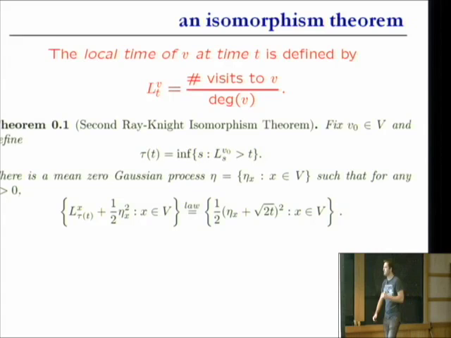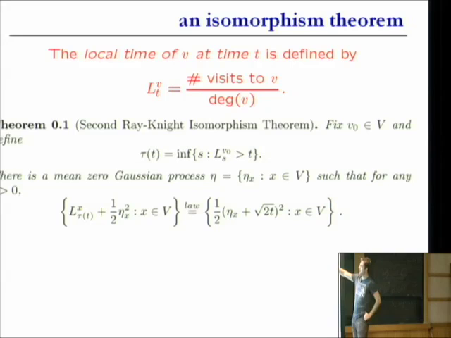There is a history going back 30 years of isomorphism theorems between certain Markov processes and Gaussian processes. Let me state one for you here, and then I'll say something about it. So here's the theorem. You fix some vertex V0. I've deleted a lot of the words in the theorem, so you can't read the theorem and understand it. But it's actually less understandable with the words in it.